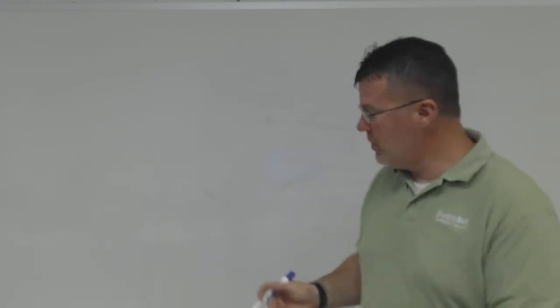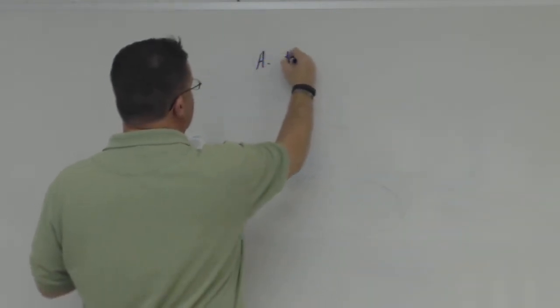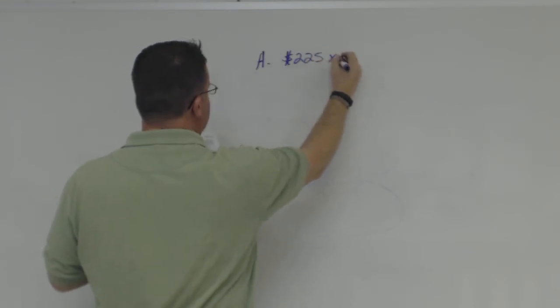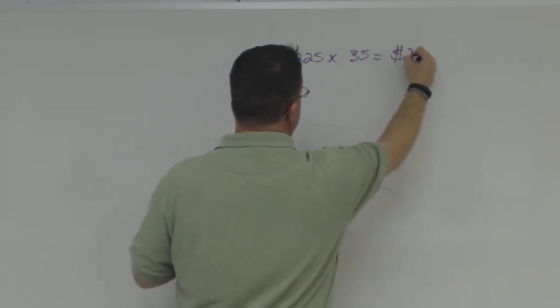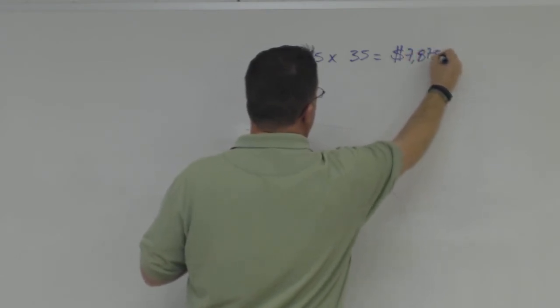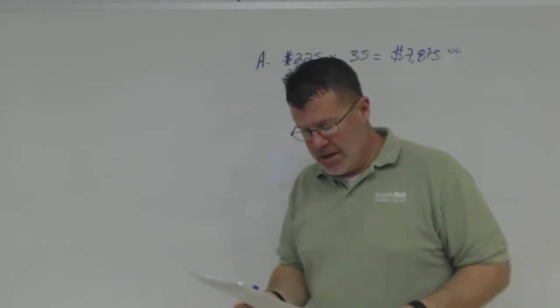Well, option A, for each time that it snows, Tanner's Run pays $225. So we'll do A. $225 times 35 equals $7,875. So that's what they're going to look at paying.